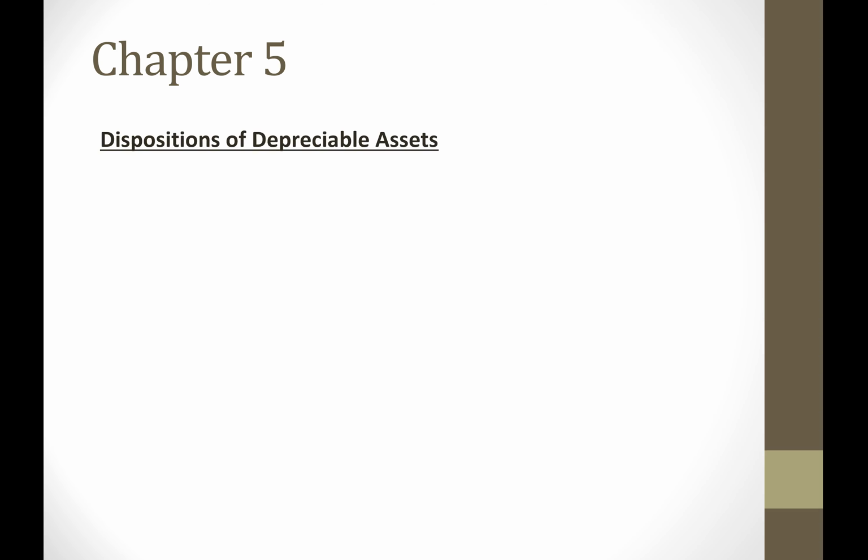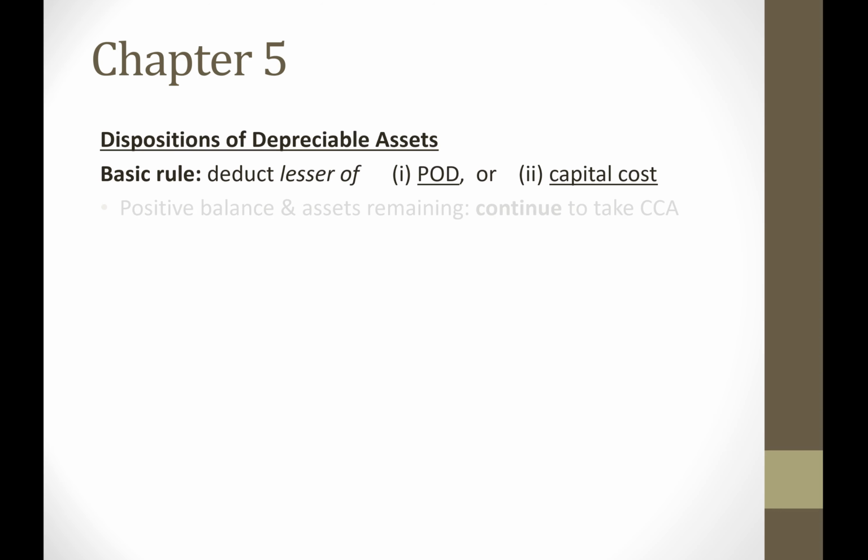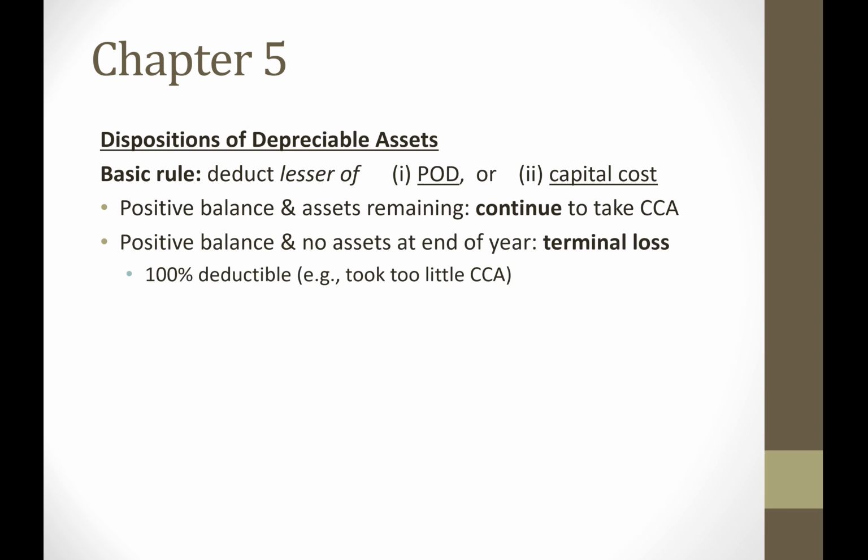Moving on to the next slide, let's talk about when a company disposes of depreciable assets. Whenever there's a disposition of depreciable assets, the rule is that you have to deduct the lesser of proceeds or costs from the CCA class. Now, if there's a positive balance remaining after this deduction and there are still assets in that CCA class, the company will just continue taking CCA. Now, if there's a positive balance and there's no assets remaining at the end of the year, this is known as a terminal loss, and the company gets to deduct that remaining amount from their income.